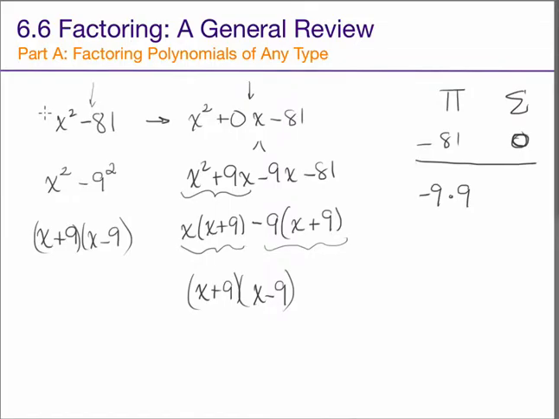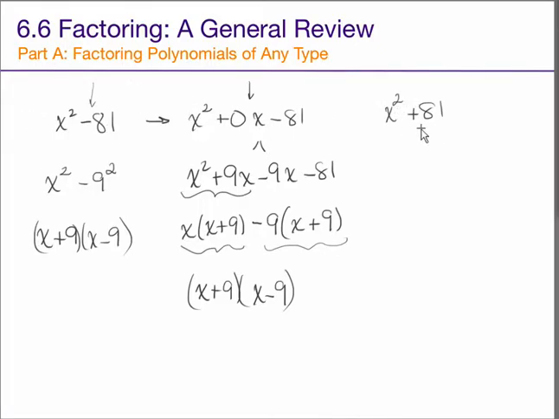I'd like to do another one, again, very similar to this. I'm going to try and fit most of it on the same screen. How do you factor x squared plus 81? Well, again, there's no middle term here, so I'm going to introduce one, and carry on as normal. My product is 81. My sum is 0. Everything's positive, so I don't need to worry about signs down here. It's always going to be a positive times a positive.